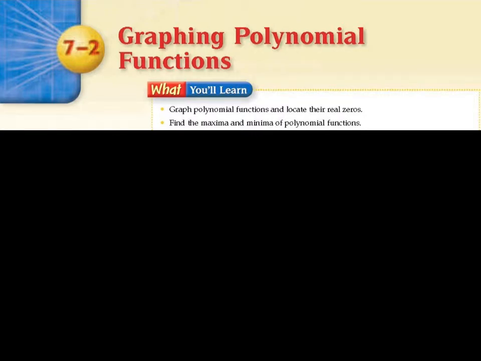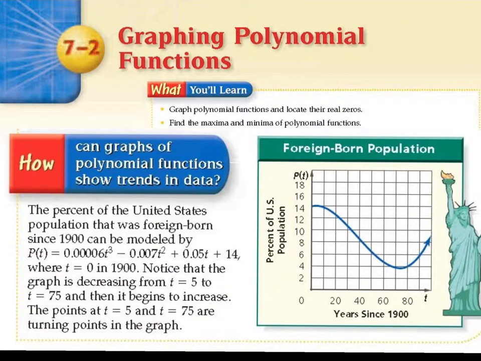In this lesson, you'll learn how to graph a polynomial function, locate the real zeros, and find maxima and minima of polynomial functions. How can graphs of polynomial functions show trends in data? The percent of the United States population that was freeborn since 1900 can be modeled by P(t) = 0.6t^3 - 7,000t^2 + 500t + 14, where t = 0 in 1900.